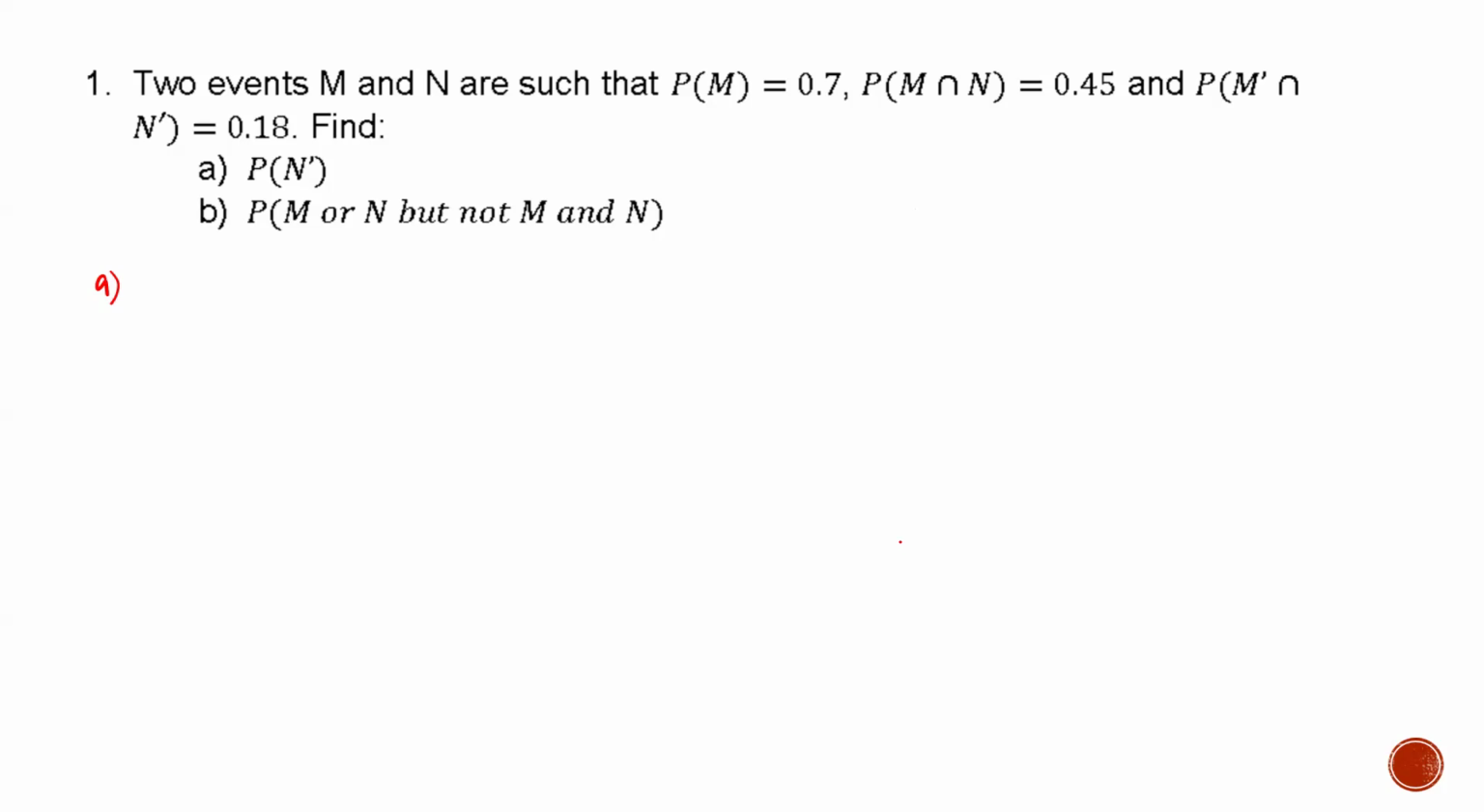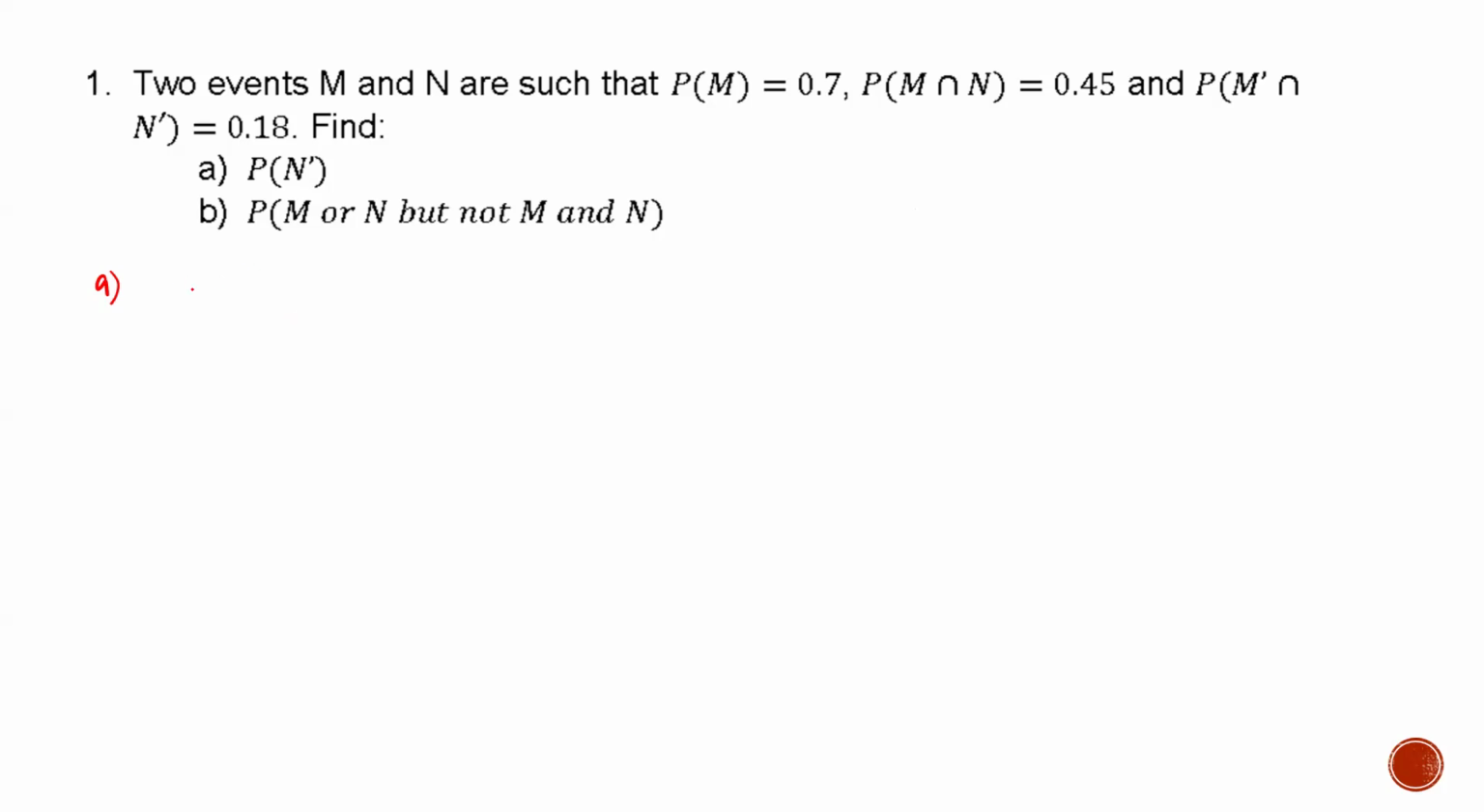The probability of N complement is 1 minus the probability of N, because the probability of N complement is N not happening. And so it's just 1 minus the probability of N. So you could choose to find the probability of N first and then subtract it from 1. Or you could be a little creative if you can actually get the probability of N complement without having to first find the probability of N. Let's examine at least two methods.